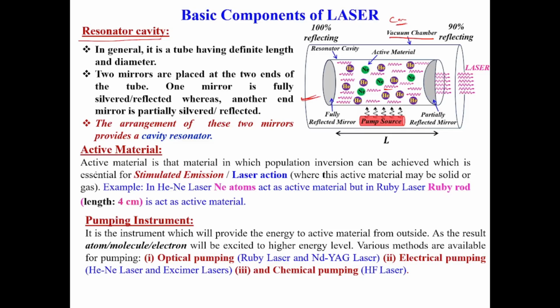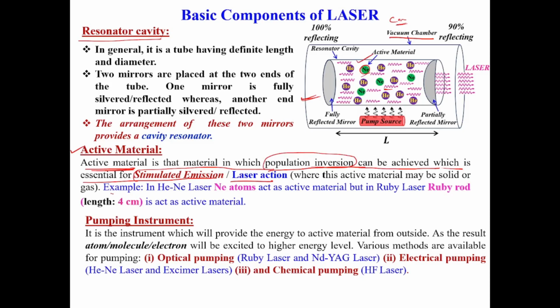Okay. Active material. Active material is that material in which population inversion can be achieved, which is essential for stimulated emission or laser action. So active material means in that material we can get stimulated emission, or the so-called population inversion will be achieved. So in helium neon laser, neon is the active material. How neon is the active material, I will discuss at that time.